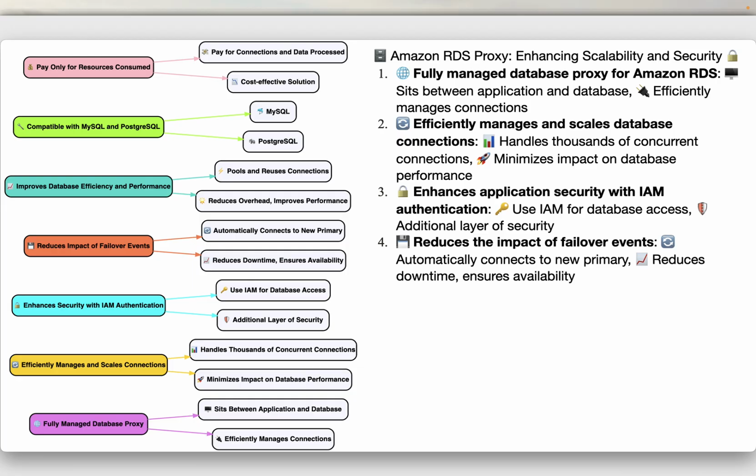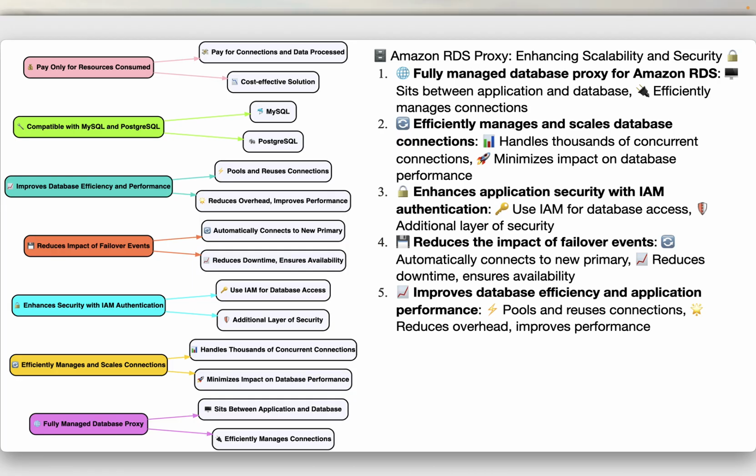Fourth, reduces the impact of failover events. RDS Proxy minimizes the impact of database failover events by automatically connecting to the new primary instance, reducing downtime and ensuring application availability. Fifth, improves database efficiency and application performance. So by connection pooling and reusing database connections, RDS Proxy reduces the overhead associated with establishing new connections, improving overall database efficiency and application performance.